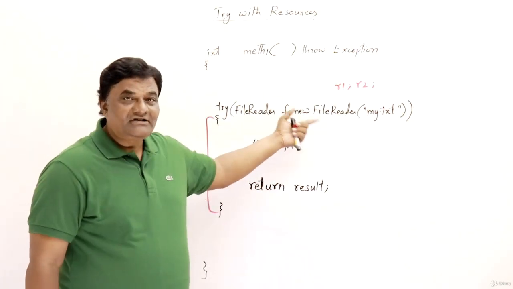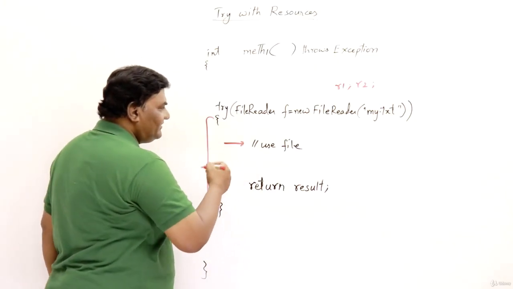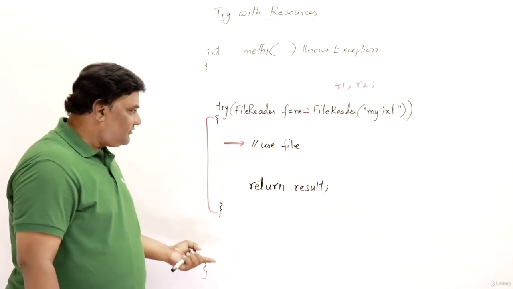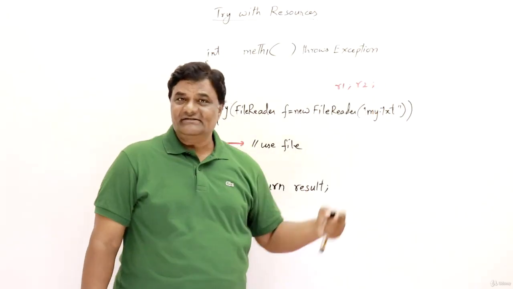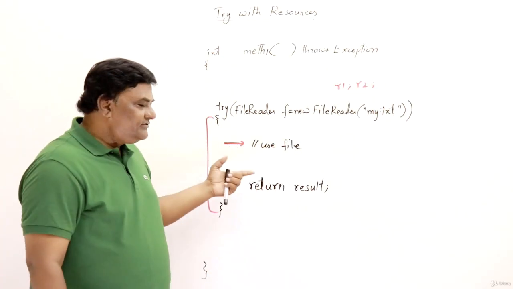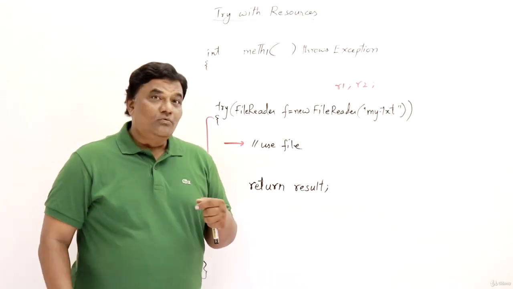Try along with resources. And in case of exception, if there is an exception here, then what happens? I am not handling the exception, so I don't need the catch block, because this method is not handling it, it is throwing the exception. So it throws the exception, and it goes to the calling method. So that's it. There is no need of a catch block. So can we write just a try block? Yes, you can write.